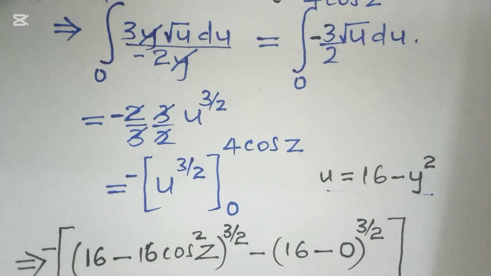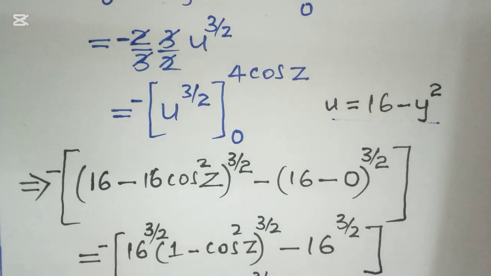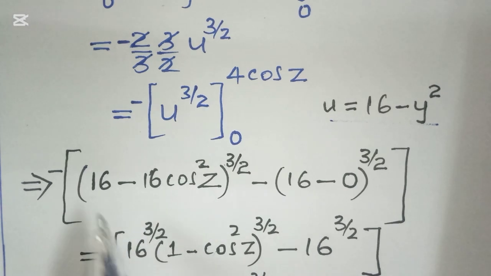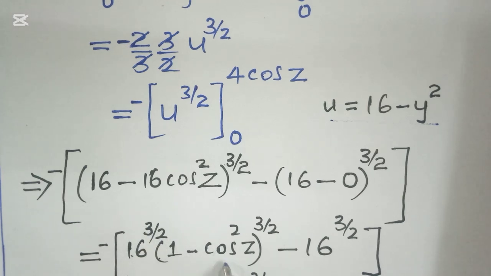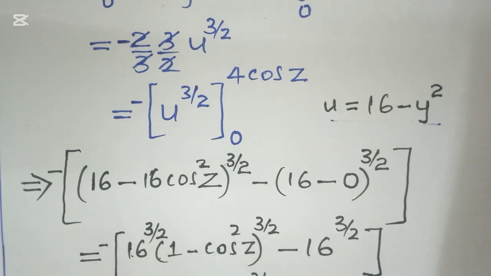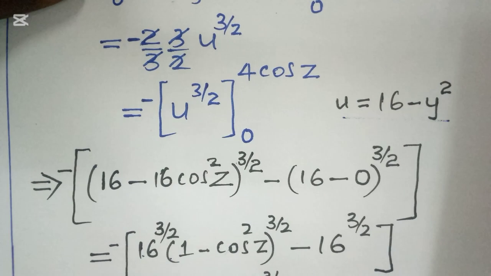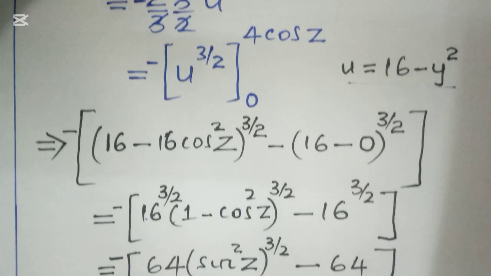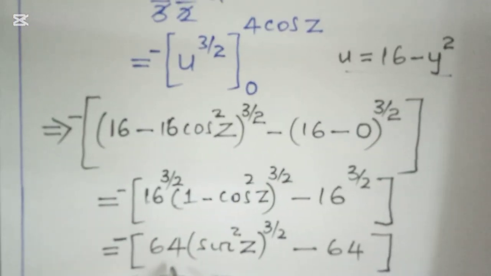So guys, manipulating that, we are going to have this. We can now factor out the 16, so it will be 16 raised to 3 over 2 times 1 minus cos squared z raised to 3 over 2, minus 16 raised to 3 over 2. 16 raised to 3 over 2, guys, will give us 64. And this is what we have. So, guys, we have the 64 here.